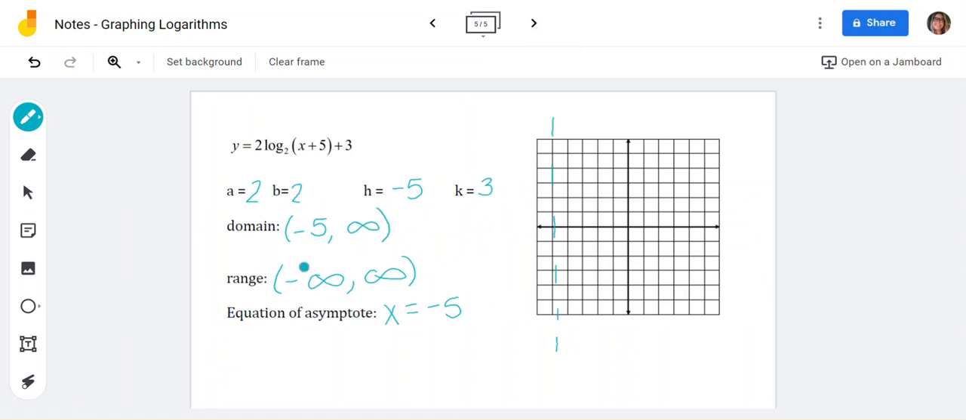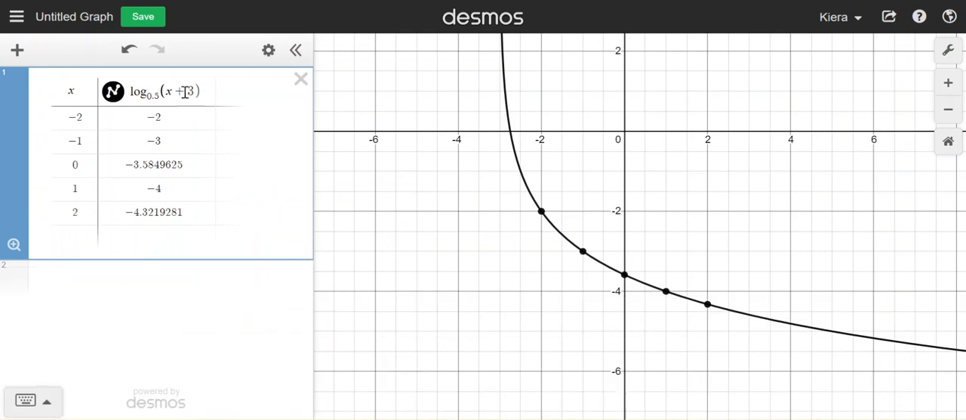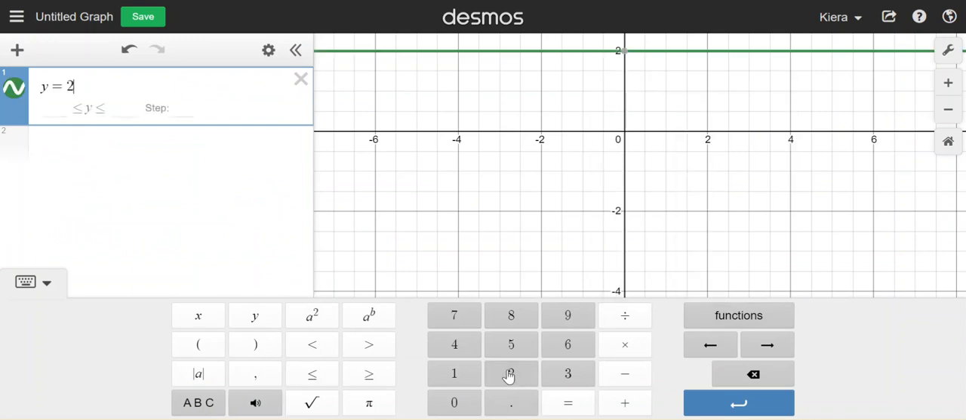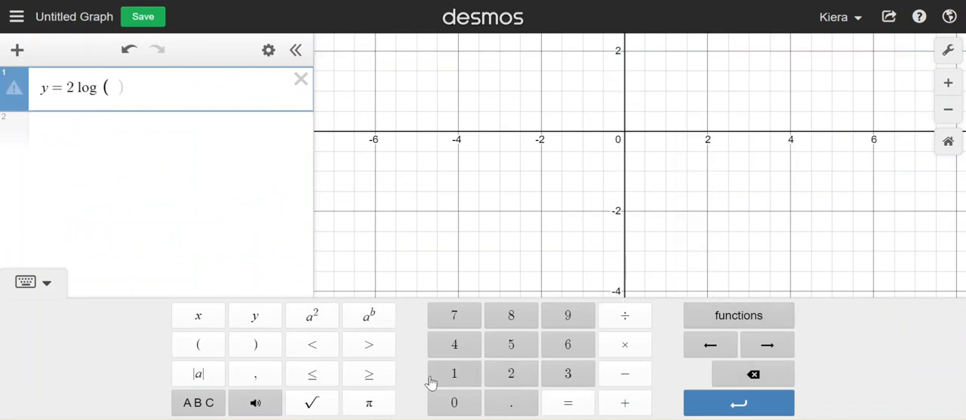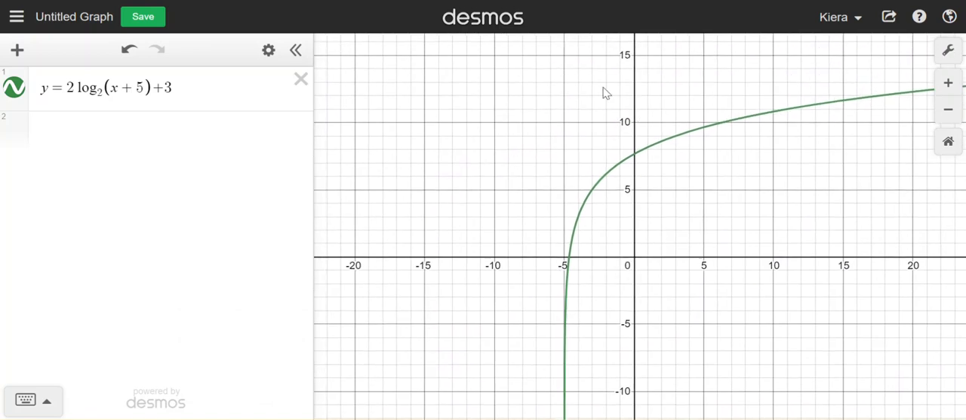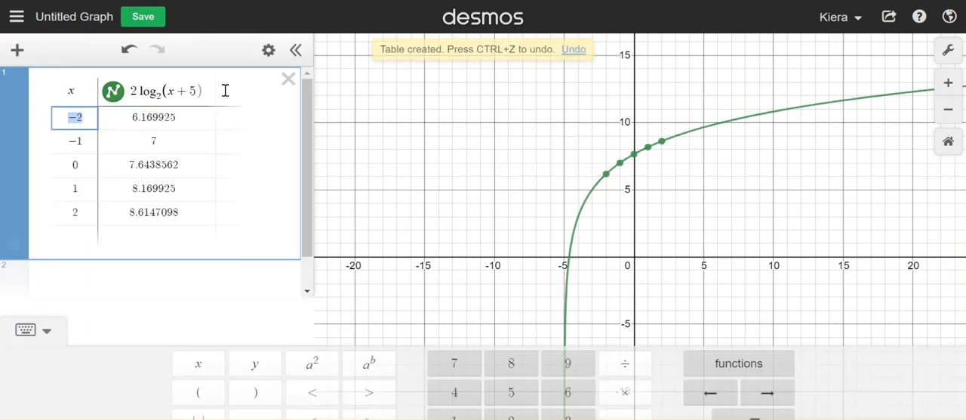Now, if you don't remember that pattern, don't stress because you have Desmos to look at. So y equals, got a 2 in front this time, log a of 2 x plus 5, close the parentheses, plus 3. So our asymptote is at -5 like we thought it would be. And then it's hard to tell in here, but it is stretched out a little bit more because of the 2 in front. So let's use our table to get some points.